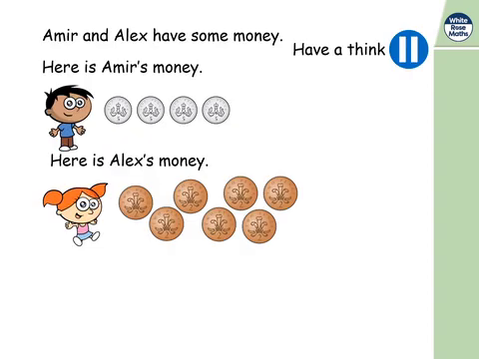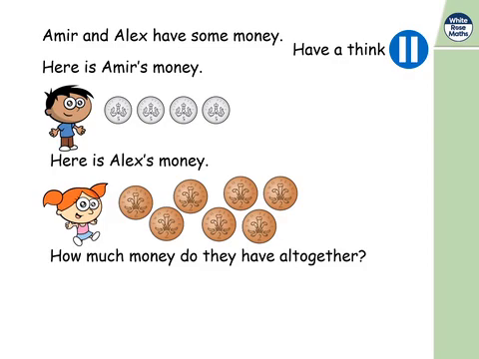Amir and Alex have some money. Here's Amir's money. He's got 4 5-pences. And here's Alex's money. She's got 7 2-pences. Pause the video and think. How much money do they have altogether?